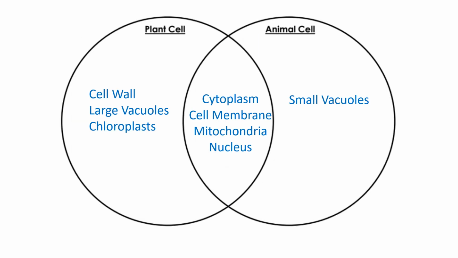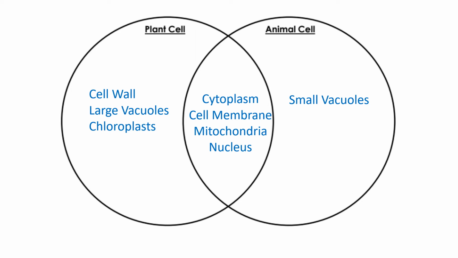Now let's compare and contrast plant cells and animal cells. Plant cells are going to have a cell wall. They're going to have large vacuoles, like a central vacuole, because they need that extra storage. And they're going to have chloroplasts for photosynthesis. Animal cells will not have a cell wall. They won't have chloroplasts. And if they have vacuoles, they are probably going to have multiple small ones, not a large one like plant cells will.